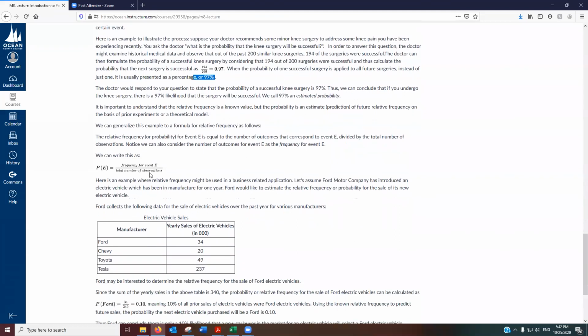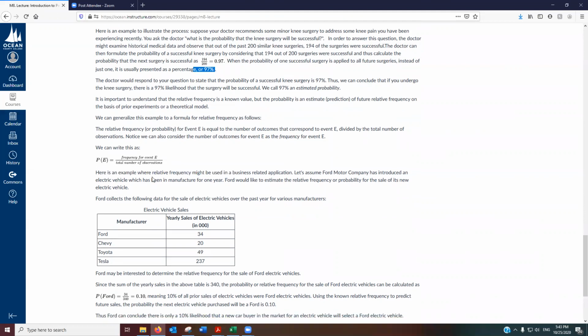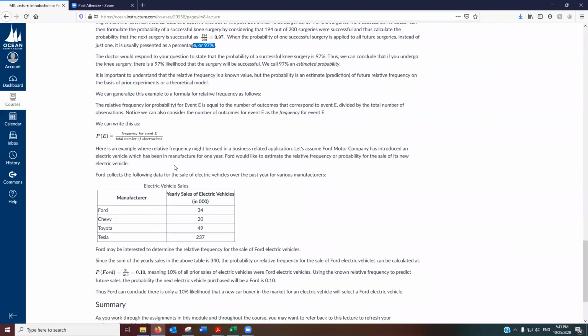So the formula to use here, where P parenthesis E means the probability of event E. Of course, it's up to you to define what event E is. Event E might be a successful knee surgery. Event E might be rolling a 6 on a die. Event E might be selecting a king from a deck of cards. Event E might be selecting a Ford electric vehicle.